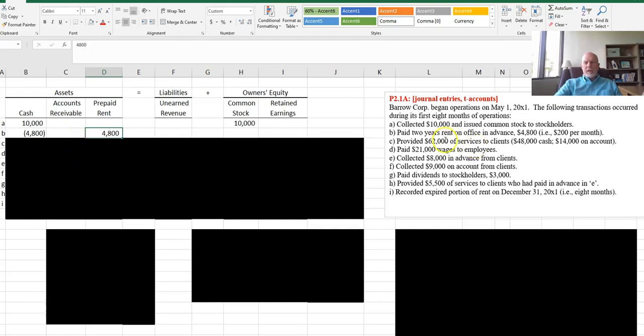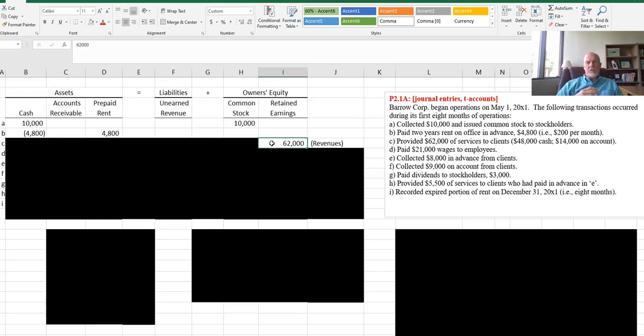Item C says that we provided $62,000 of services to clients. We got $48,000 in cash, and the other $14,000 is on account. So remember, anytime you do work, in this case we're providing services to clients, you're going to add revenue under retained earnings. So anything you do in that retained earnings column, whether you add or subtract, you need to indicate what that is. So this $62,000 plus to retained earnings as revenue indicates that we did $62,000 of work.